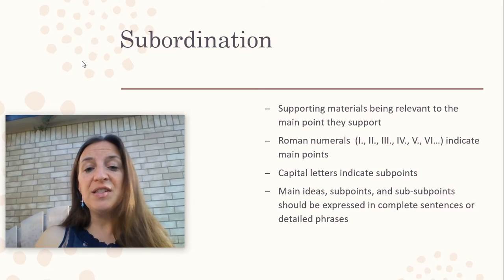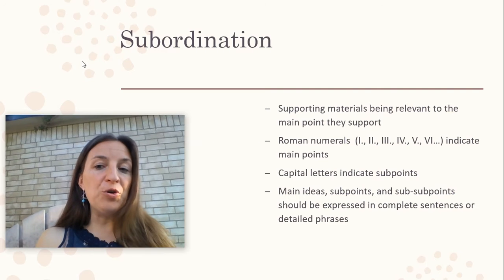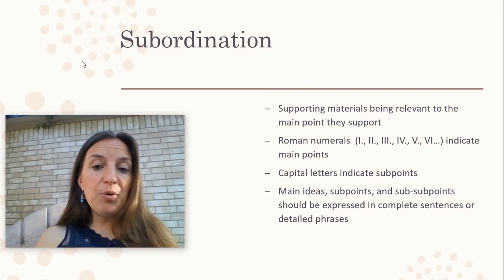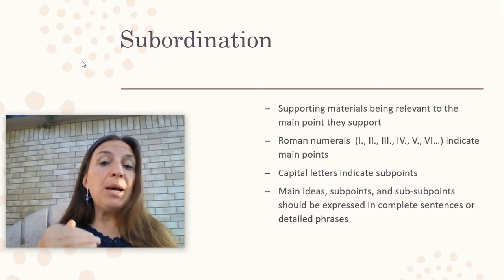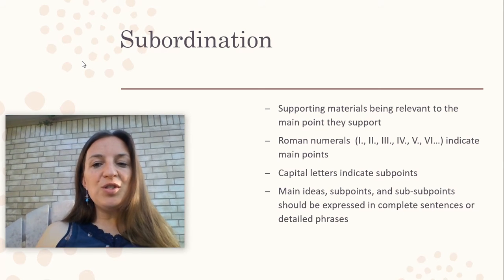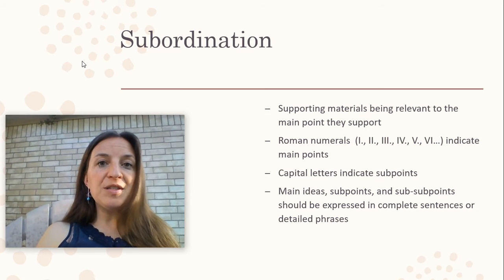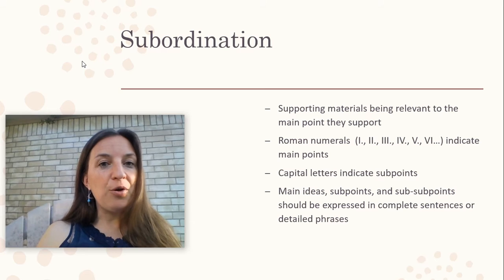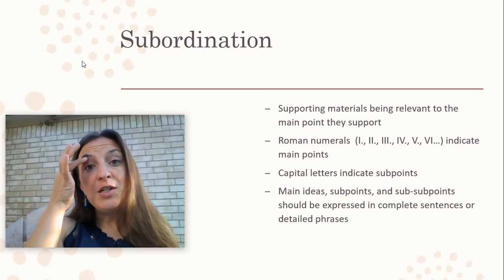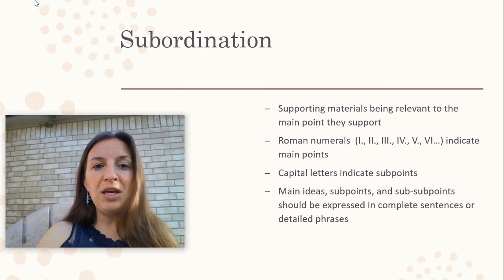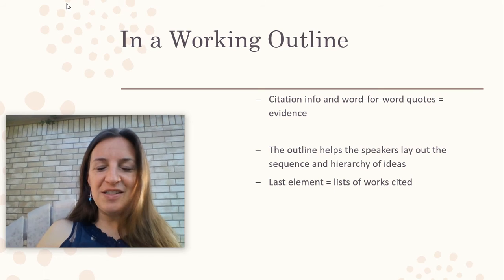And we can use a system to show that we're using subordination using Roman numerals to indicate main points. Capital letters can indicate your subpoints. And then if you have subpoints, you can use either regular numbers, lowercase letters, depending on your preference. Again, in Blackboard, there is a model of an outline that you can use if you want to model yours after that. You can also search online and find different speech outlines, speaking outlines, working outlines. Right now we're in working outlines still.